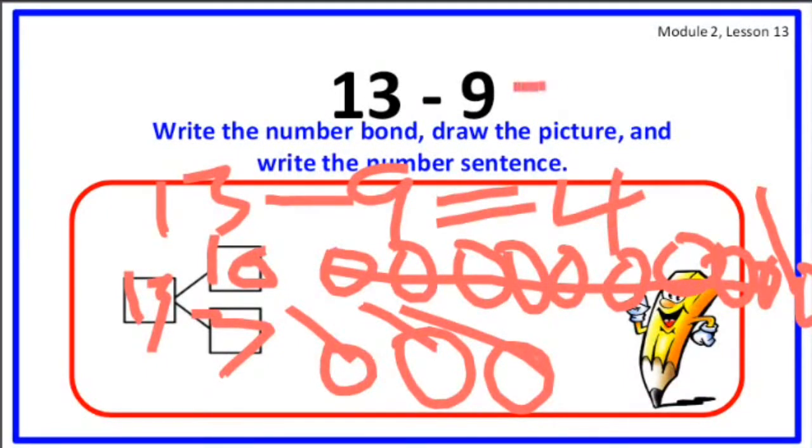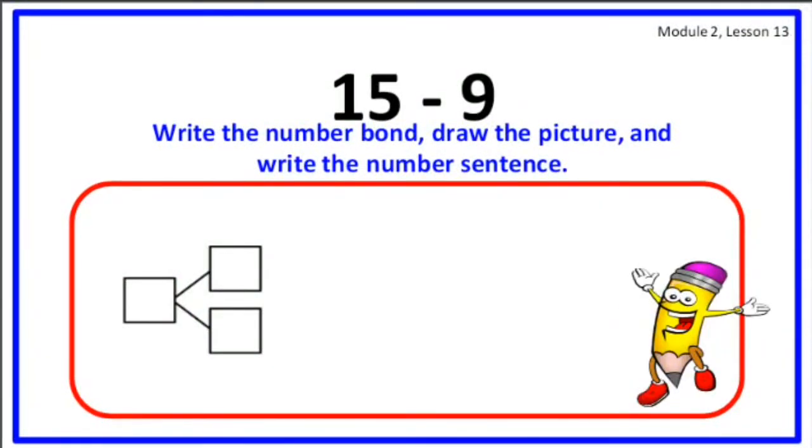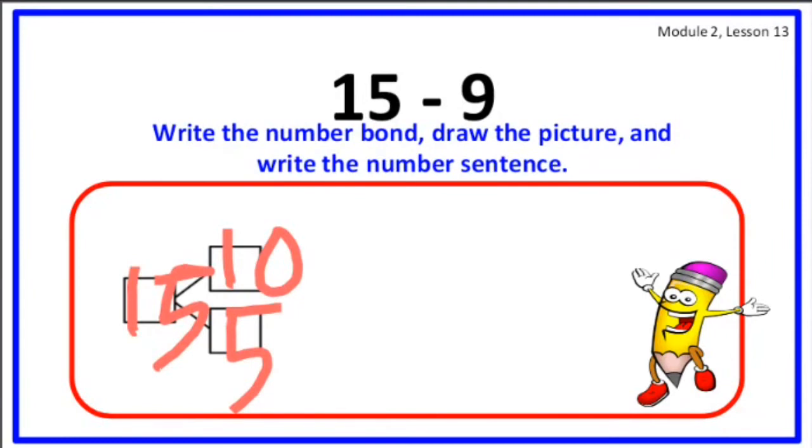That means this is equal to what? 4. Clap for yourself. Was that interesting? Yes. Alright, one more before we go to problem set. 15 minus 9. Yes, 15 minus 9. Same thing. The whole is 15. And the first part is 10. Second part is 5 because 10 and 5 is 15.